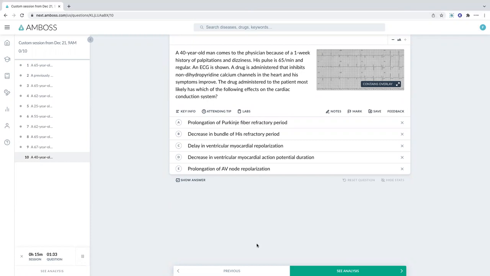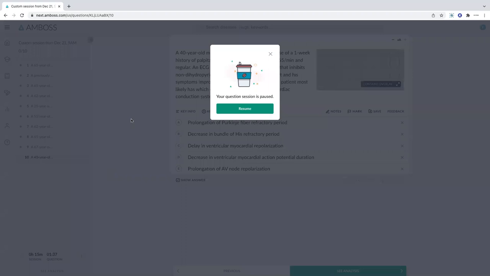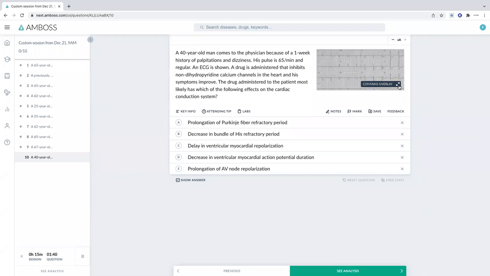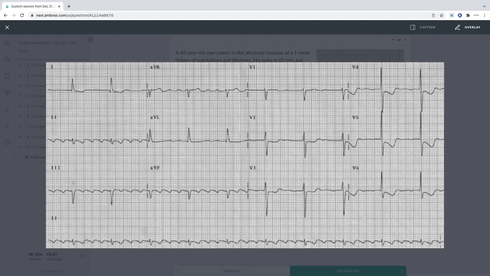Okay, your time is up. Is everyone done? Yes or no? Your time is up. Is everyone done with the questions? Okay. Do you guys want to see the ECG of the last question? Do I enhance the ECG, this one? Look. Okay. Are we clear?